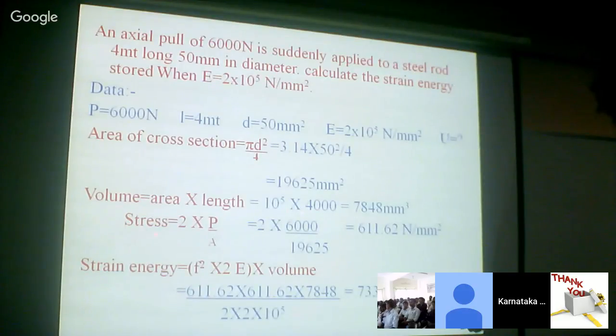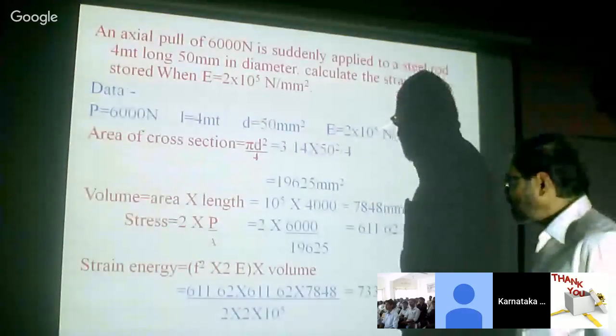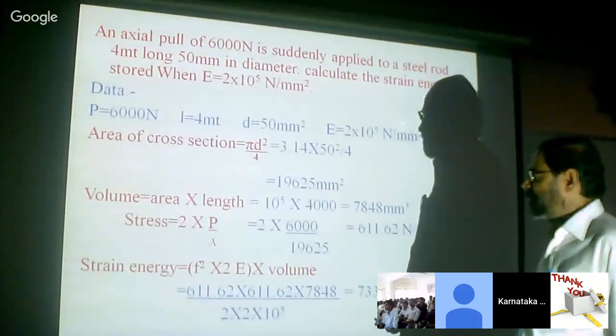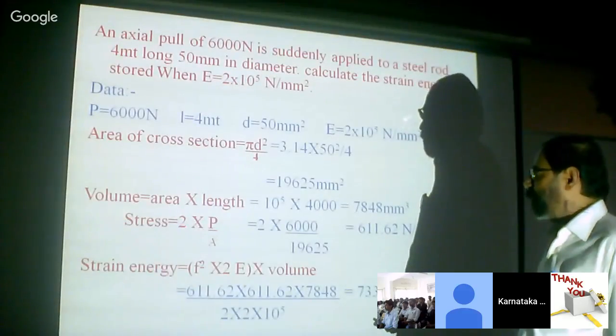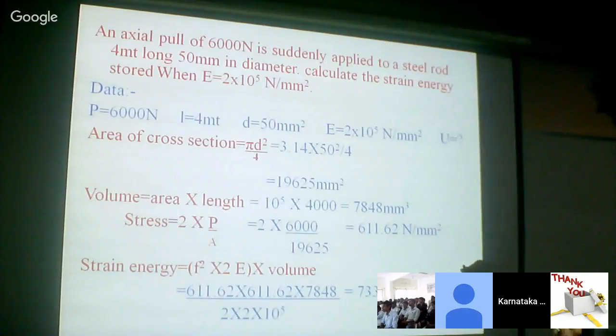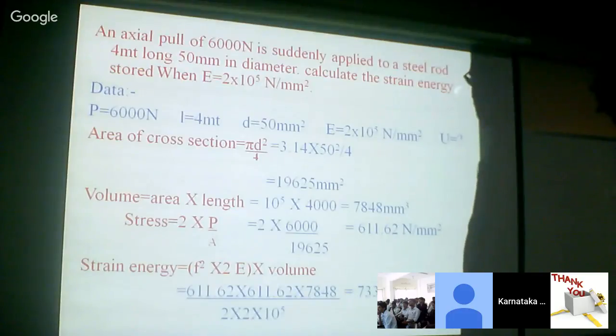The stress, please remember again. This stress is twice the normal stress. This is the normal stress, and it is multiplied by 2. That means the stress induced in the material when the load is applied suddenly is 2P by A, that is twice. Therefore calculate the stress induced and calculate the strain energy as usual. Substitute the values, it's a very simple equation. Simple relationship: calculate the stress, calculate the strain energy.